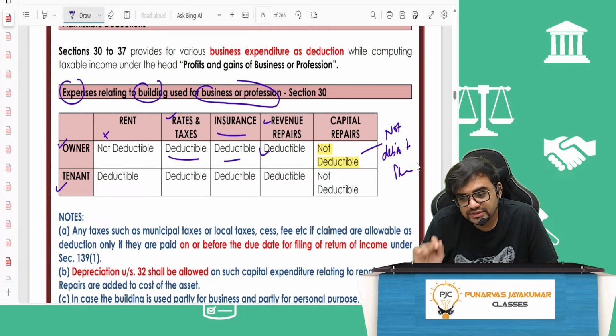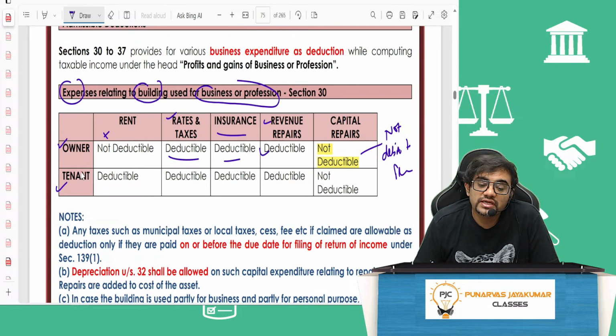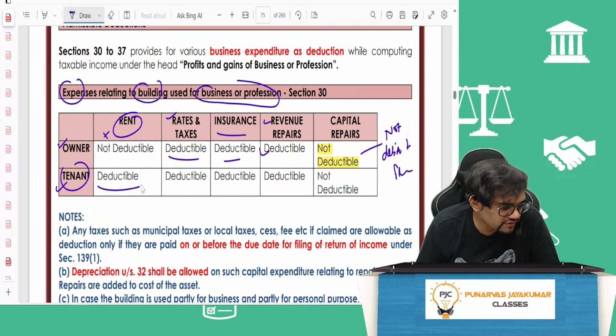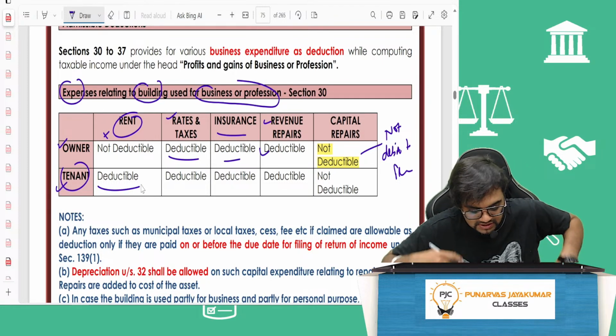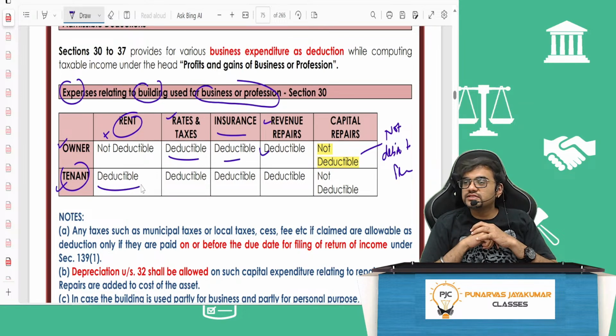Very simple. Tenant, on the other hand, is paying rent on the building. Will he get a deduction? Yes. That is the main reason why people take offices on rent: the deduction of rent. They'll save taxes. If I am paying 1 lakh as rent, I am saving 30% tax. Because I'll debit it to the P&L account, my income reduces by 1 lakh and I will save 30,000 rupees tax on it. So my effective rate is actually 70,000.